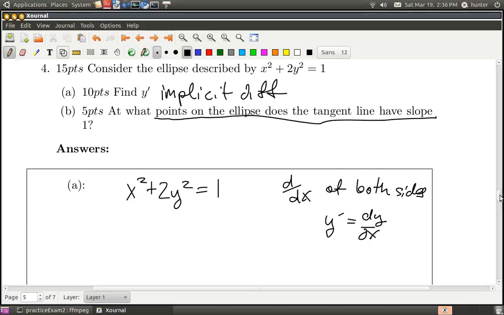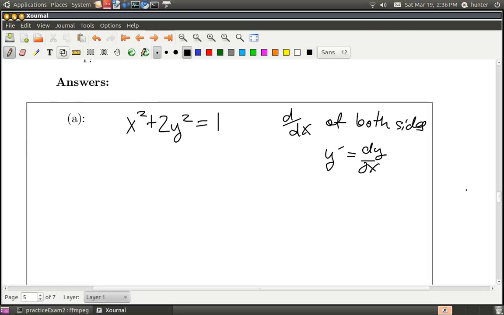Okay, so when I take d dx of both sides, I take the derivative of x squared with respect to x, and you just do the derivative in the normal way. Now I have 2x plus 2 times 2y, and by the chain rule, y prime pops out, because y is secretly some function of x, and this equals 0.